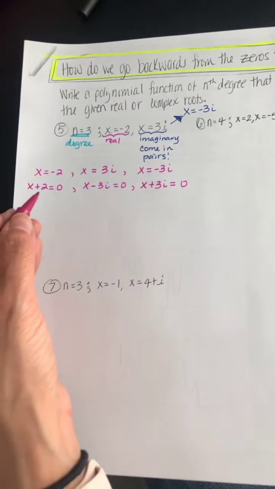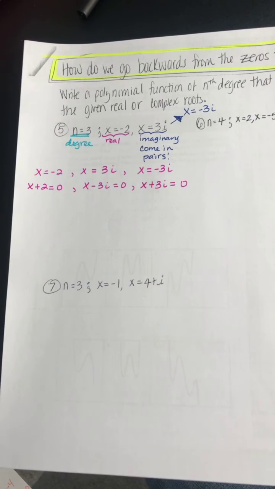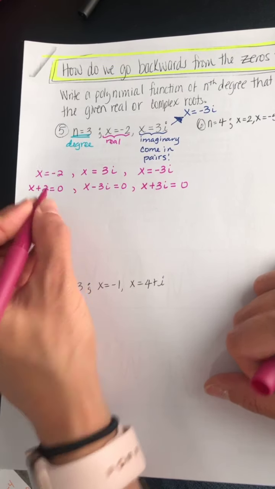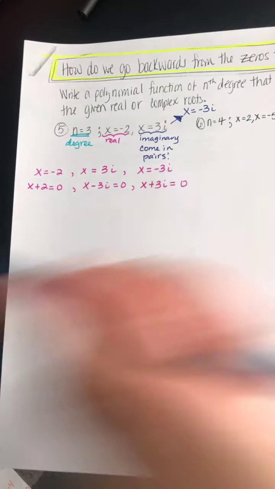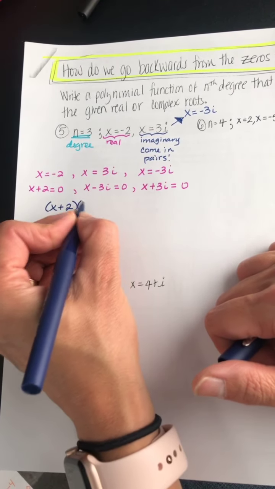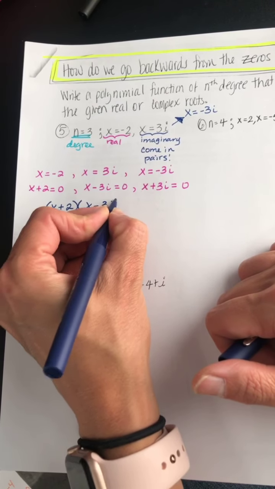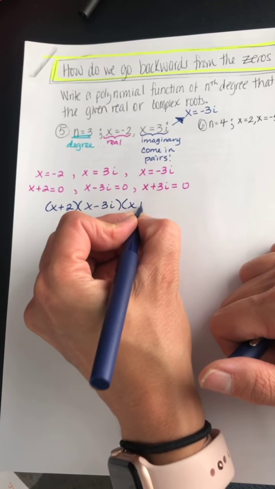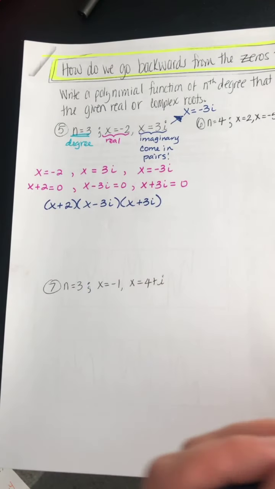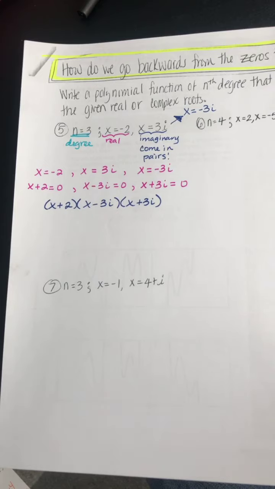So remember, each of the factors equals 0 after we break them apart and set them each equal to 0. So let's not break them apart. Let's unbreak them and put them back together. So that means I'm going to have a factor of x plus 2 times a factor of x minus 3i times a factor of x plus 3i. Okay, so we need to figure out the polynomial, and now we know what to multiply together.